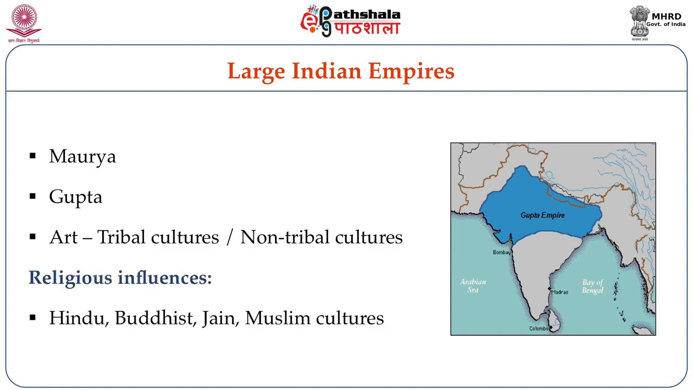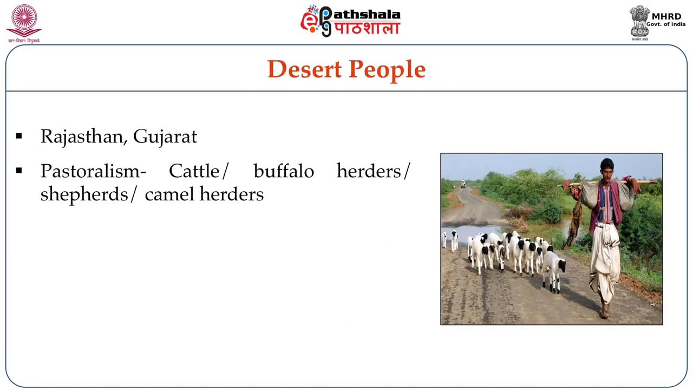We also had religious influences coming wave after wave. Hinduism, Buddhism, Jainism, the Muslim cultures have changed India in many, many ways and changed culture in many, many ways into this huge diversity of culture that we have. If we look at plains people also, we have to think of the desert people that we have in Rajasthan and Gujarat. These are primarily based on pastoralism, cattle herders, buffalo herders, shepherds, and also camel herders. These camel herders are very interesting because they transported large amounts of goods that they took from India into the West and brought back from the Middle East.